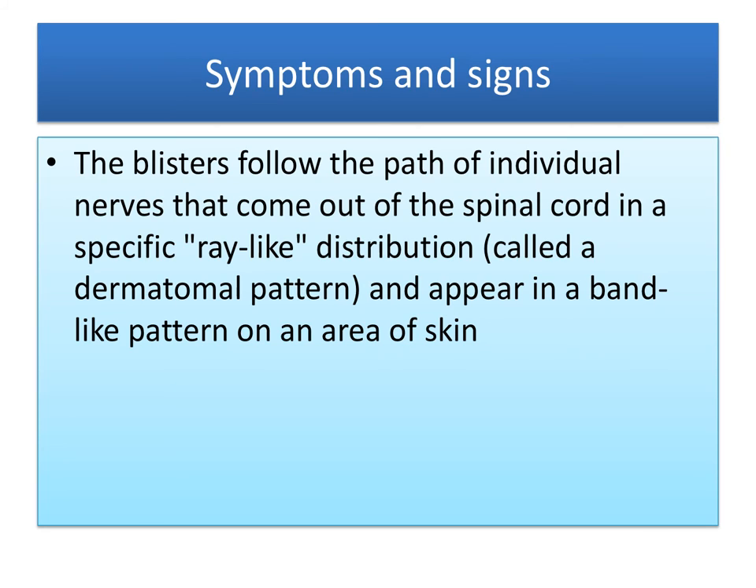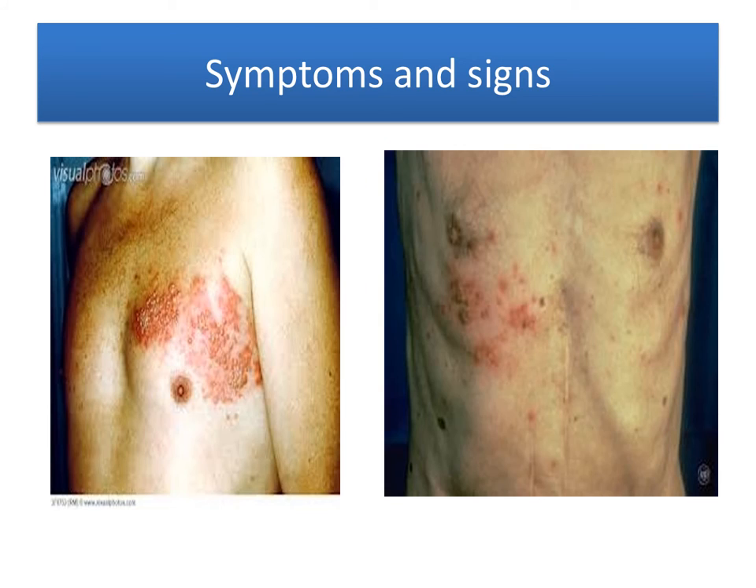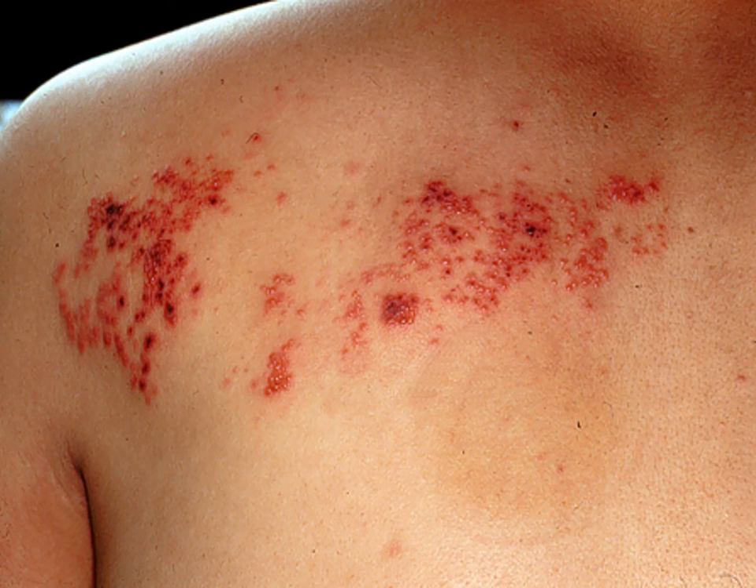The blisters follow the path of individual nerves that come out of the spinal cord in a specific ray-like distribution and appear in a band-like pattern on an ear. Here we can see groups of vesicles localized by the anatomic structure of the nerve. It is very characteristic and the main clinical manifestation. In many cases, we diagnose this disease only by clinical picture, because the clinical picture has enough characteristics for this.